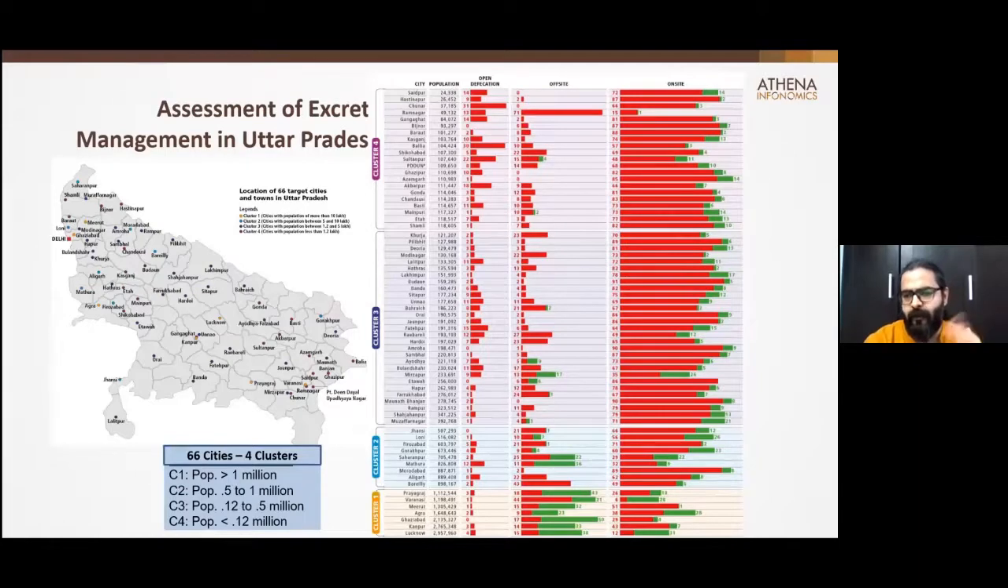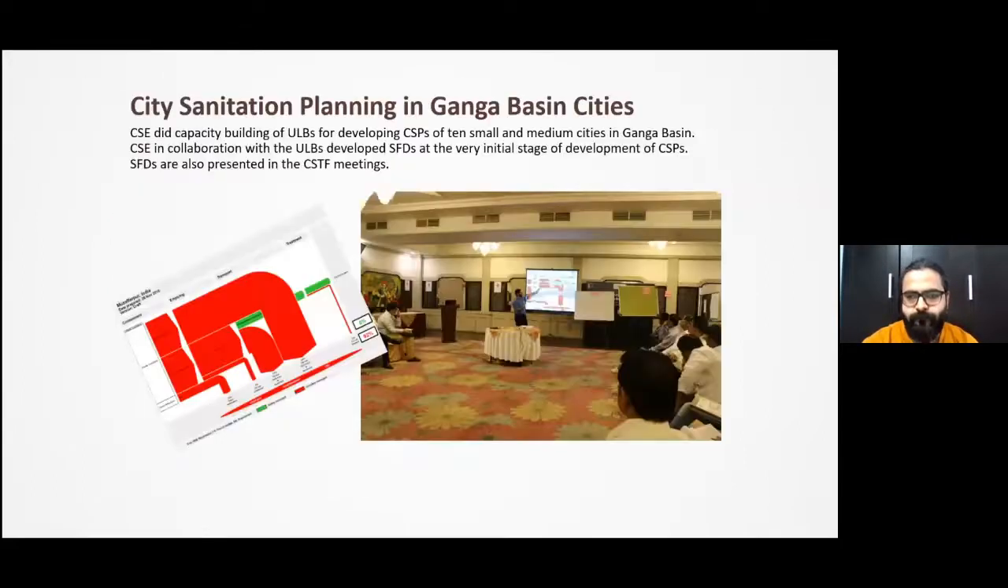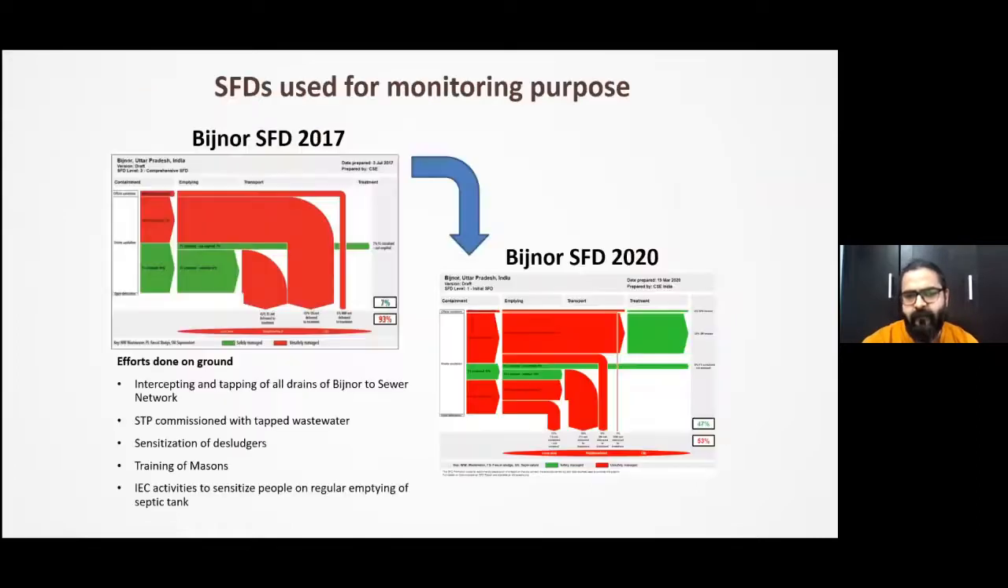So this is what I was talking about. We did SFDs for 66 towns, and a cumulative SFD for the state of Uttar Pradesh was also done. This is what a state level SFD looked like, and this helped us, as I already shared. City sanitation planning we've done. This is what I was referring to with respect to monitoring. In 2017, the SFD for Bijnor looked like you can see on your screen, and they've worked hard.